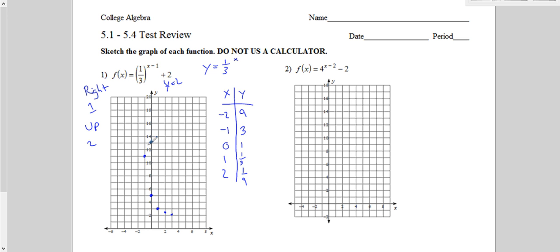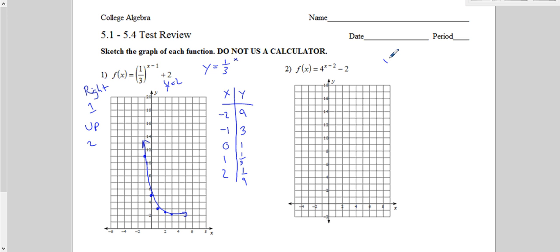So now I'm going to just try to graph this the best I can with my tablet here. And that's what your graph is going to look like. And now I'm going to look at number 2. And I'm going to do the same thing.